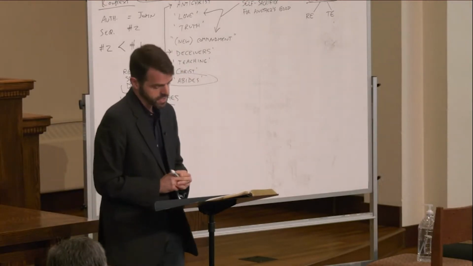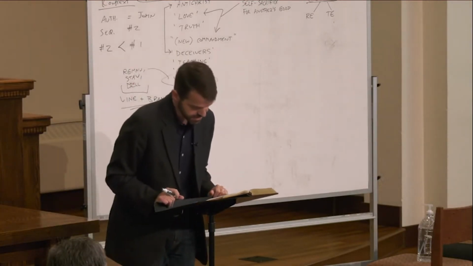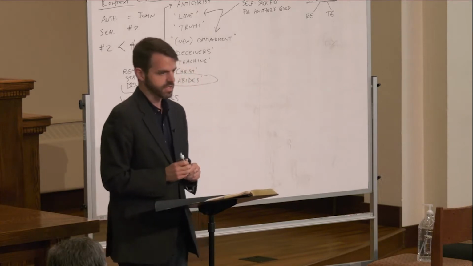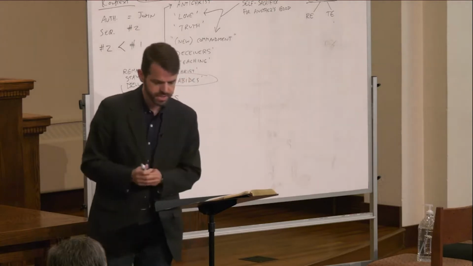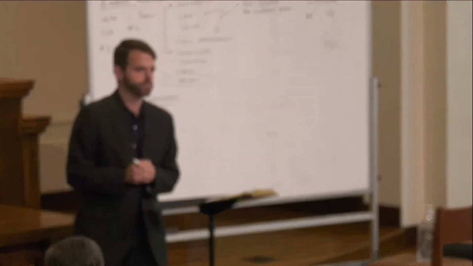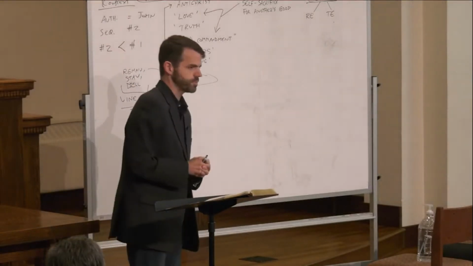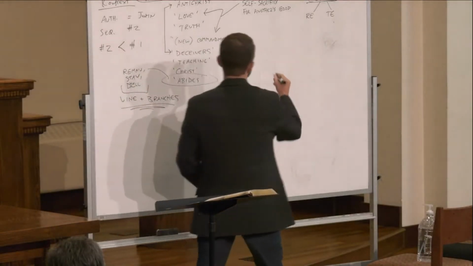Okay, now look at this. He writes to the elect lady and her children. That's an interesting address. What are the interpretive possibilities here? What are the possible ways to interpret that phrase, elect lady? Go ahead, Phyllis.